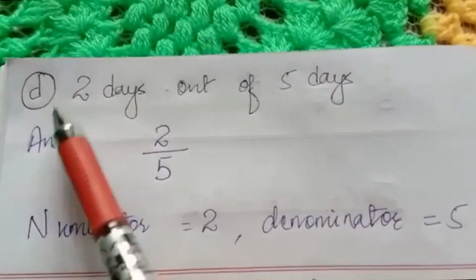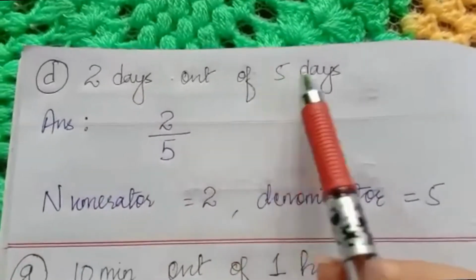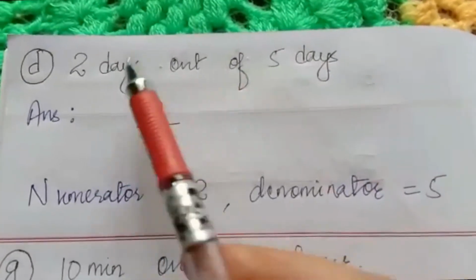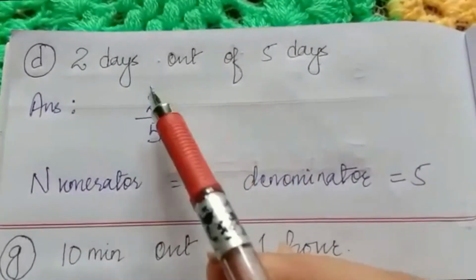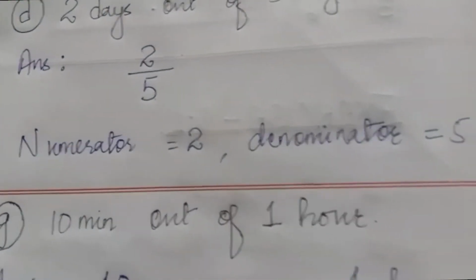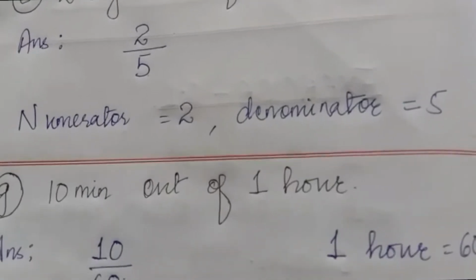Next is number D. 2 days out of 5 days. You have to find the fraction here. 2 will be up, 5 will be down. So the fraction is 2 upon 5. Numerator is 2, denominator is 5.